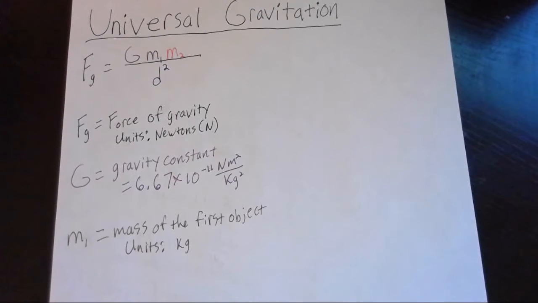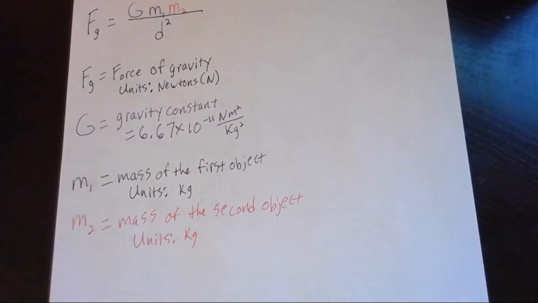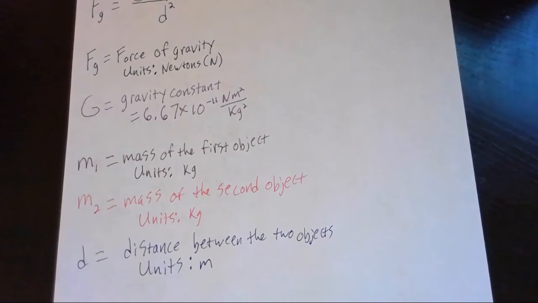The variable m sub 1 is used to represent the mass of the first object as measured in kilograms. The variable m sub 2 is used to represent the mass of the second object, also measured in kilograms. The variable d is used to represent the distance between the two objects as measured in meters.